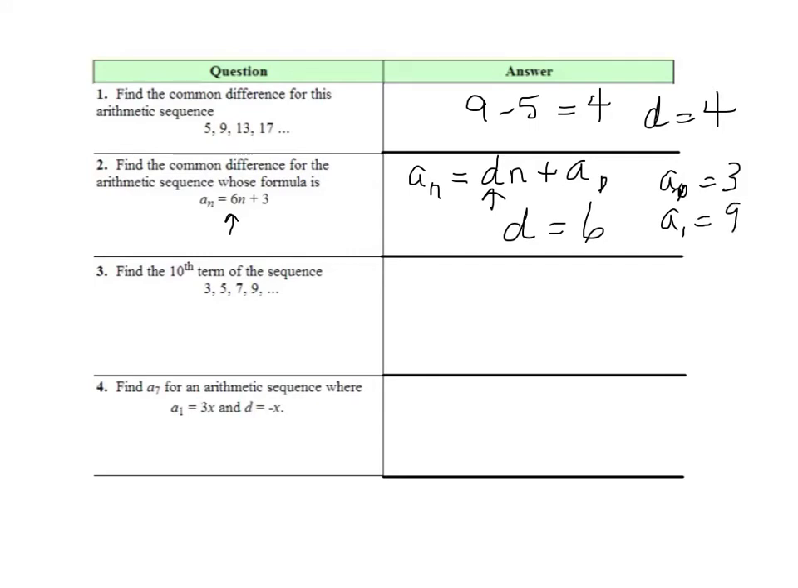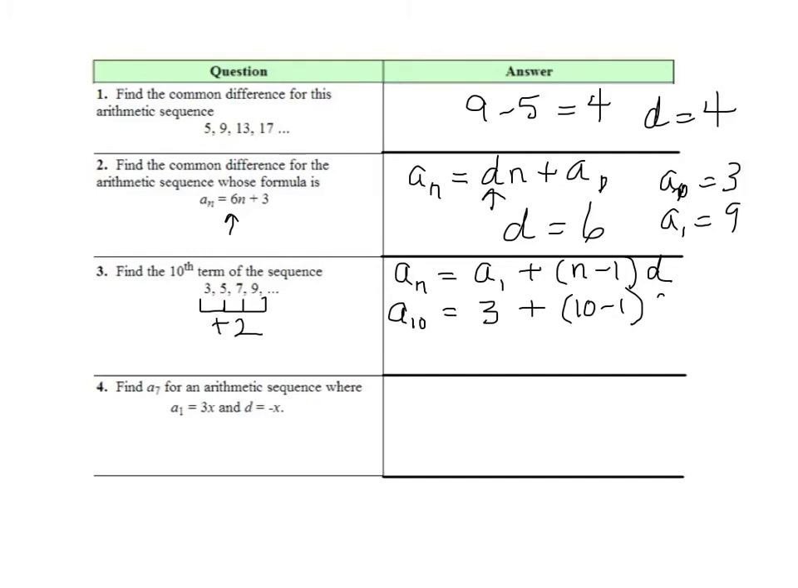All right, to find the 10th term of this sequence, I would use the formula a sub n is equal to a sub 1 plus n minus 1 times the common difference. So a sub 10 is equal to the first term plus 10 minus 1 times the common difference. And right here we are adding 2 to each one, so this is a 2. So 3 plus 9 times 2 is 18 equals 21. So a sub 10 is 21.